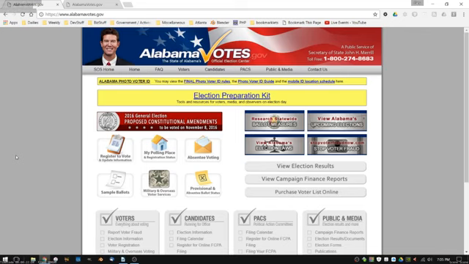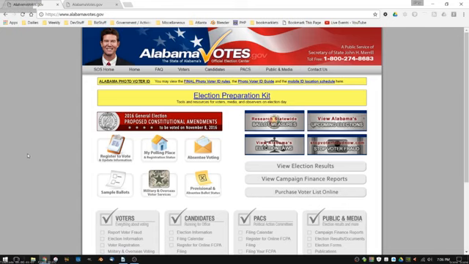Also, make sure you understand what type of voter IDs you need at the polls, and verify the polling places. Make sure you show up at the right place, because some of the places have moved and some of the polls have closed due to budget cuts. So make sure you take a look at alabamavotes.gov and check out your registration information and your polling place.